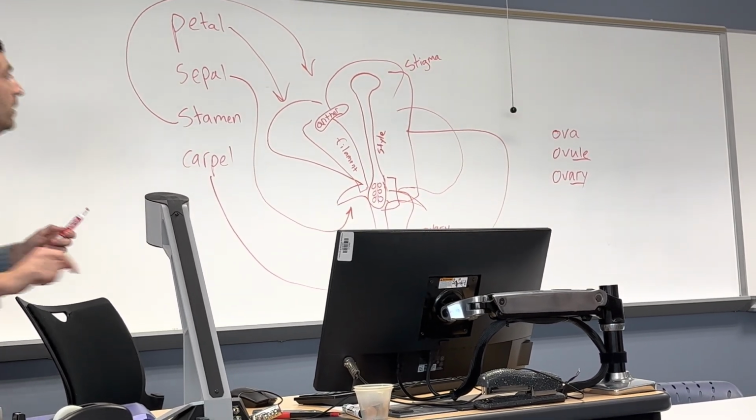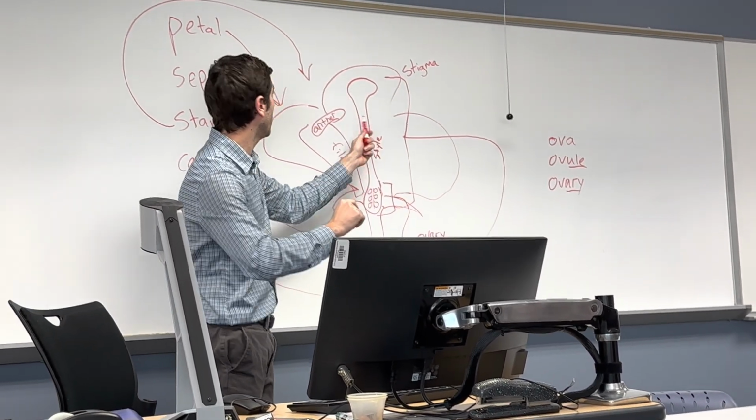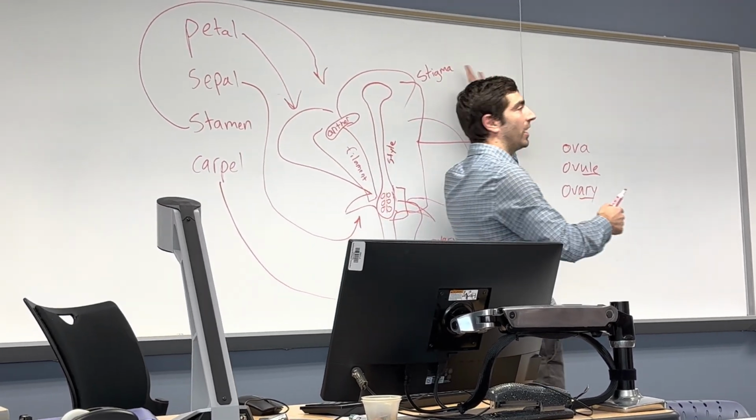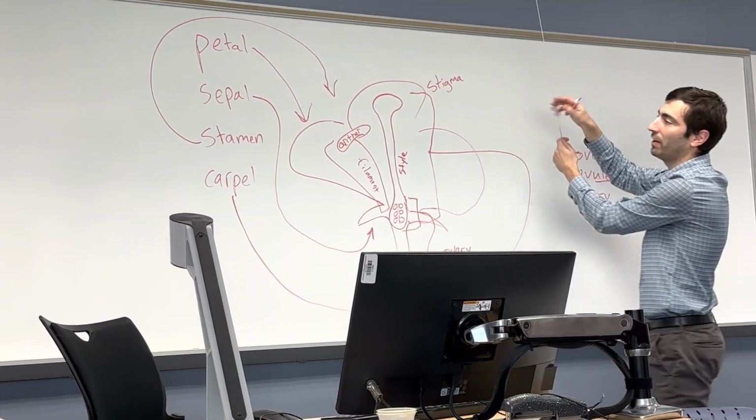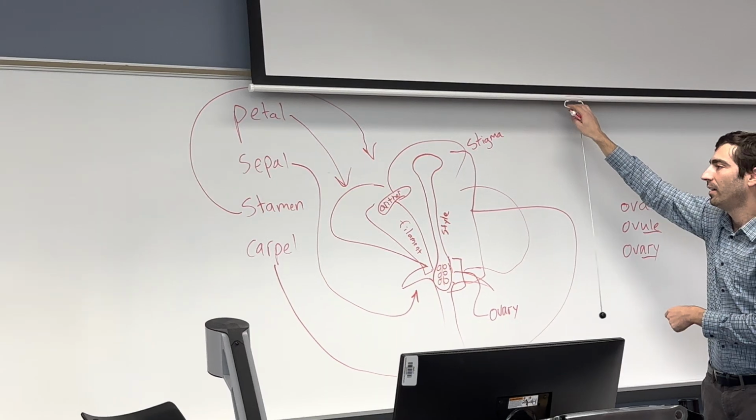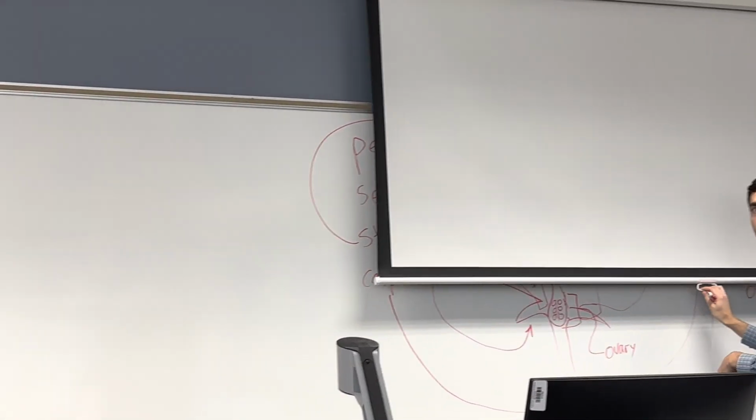Nice. So, the carpel, stamen, petal, and sepal. Once you know those four parts, you really want to be focusing on the components of the stamen and the carpel. Oh, wait, can I take a picture? Yeah.